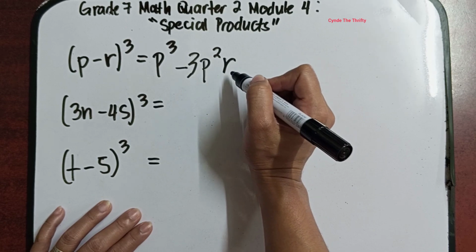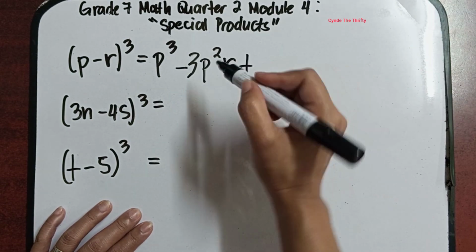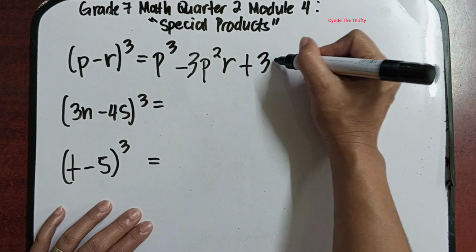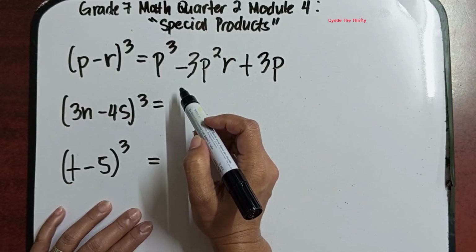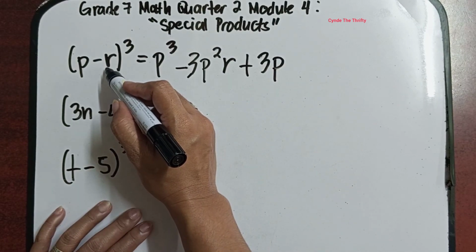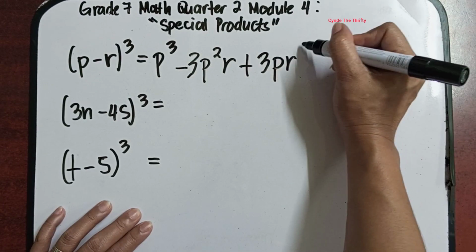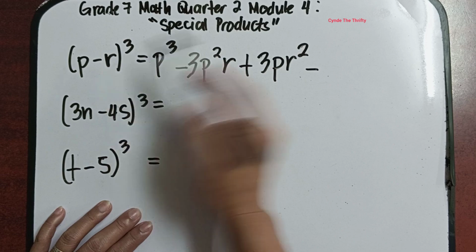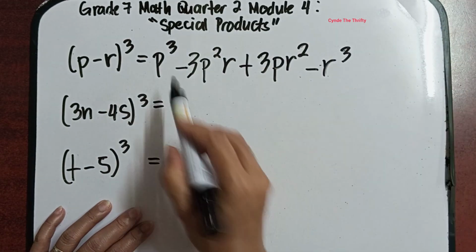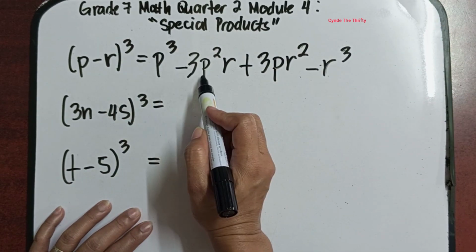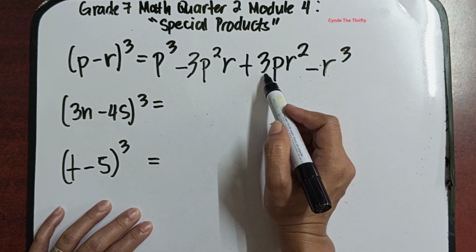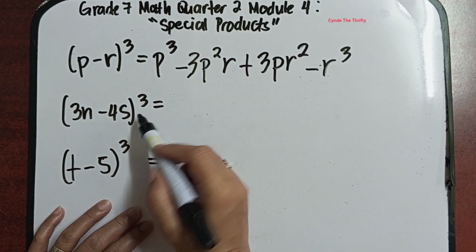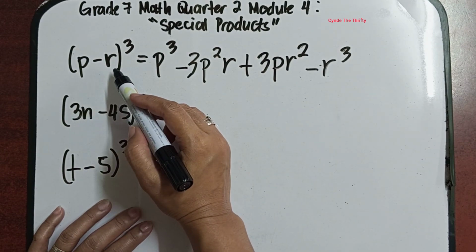And then next is add. Okay, add 3 times the first term. So, 3p times the square of the second term. So, si second term naman yung i-square natin. So, that is r squared. Lastly, subtract the cube of the second term. So, r cube. Ito na yung sagot natin: p cube minus 3p squared r plus 3p r squared minus r cube. Okay, madali lang kapag mga variables talaga yung isolve natin.